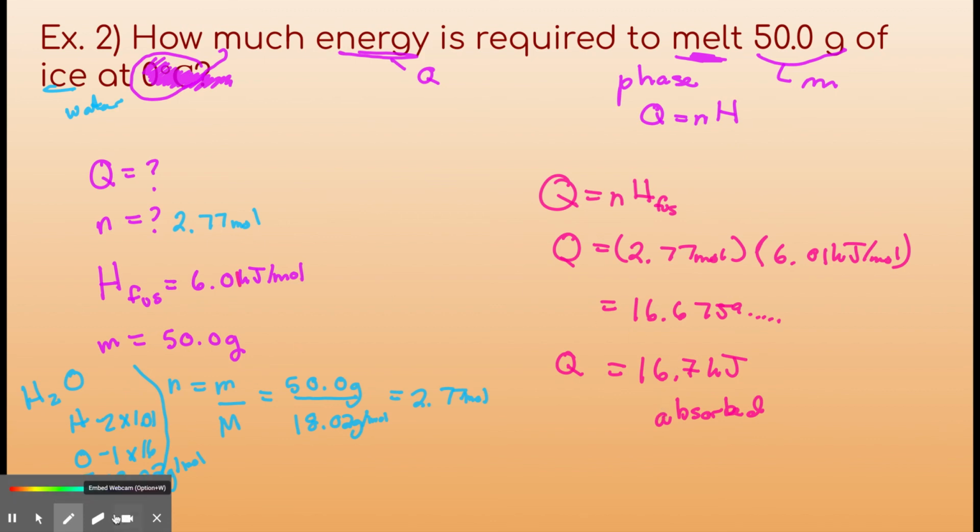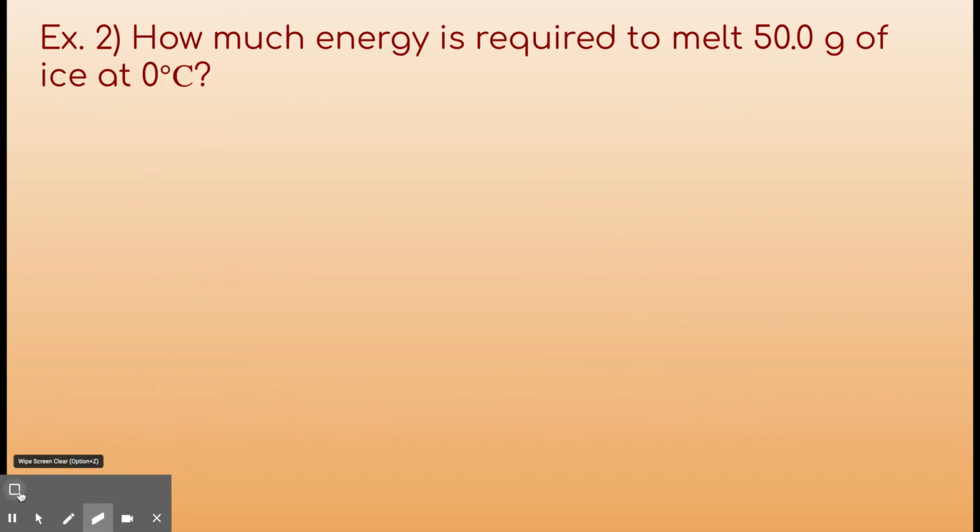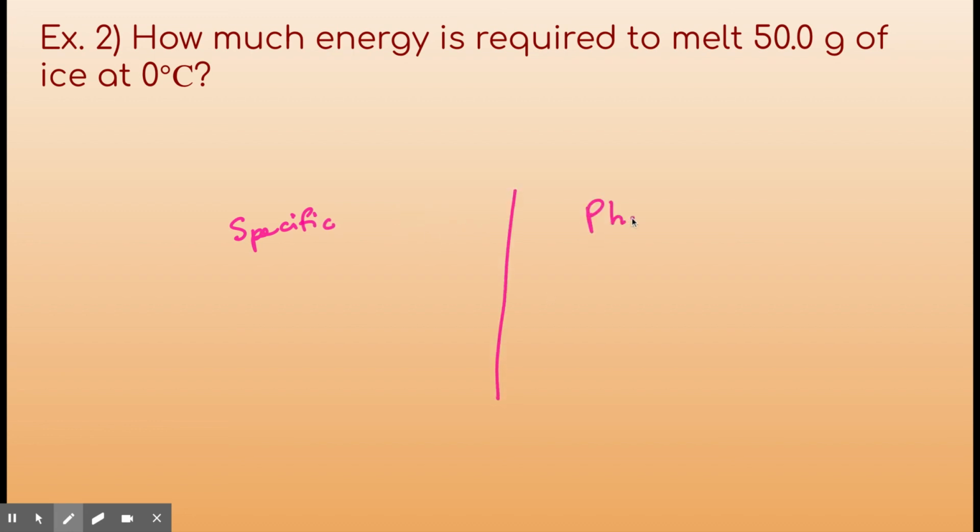And that is it for examples. So a little recap review. If you see a question, because you're going to get some of these specific heat capacity water questions mixed with phase change questions, you know how to pick between the two. Okay? So if you see melting, condensing, vaporization, or freezing or fusion, you are dealing with Q is equal to nH.